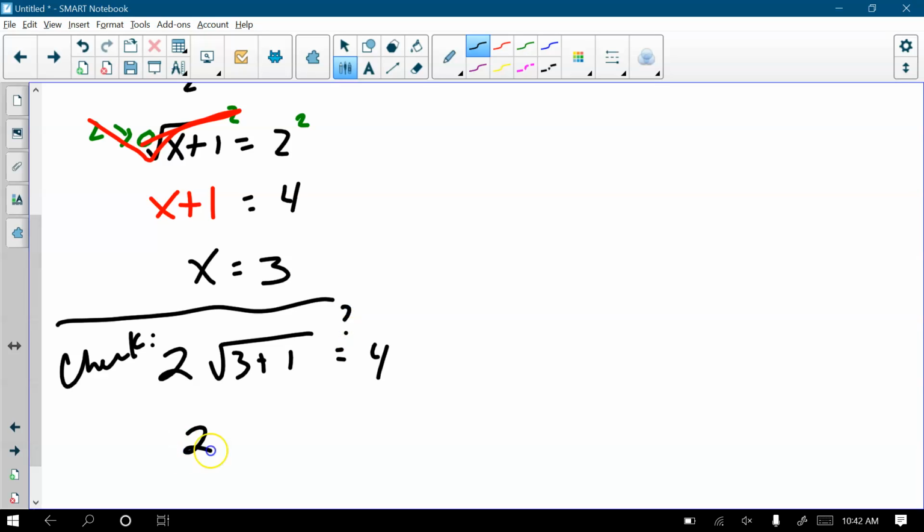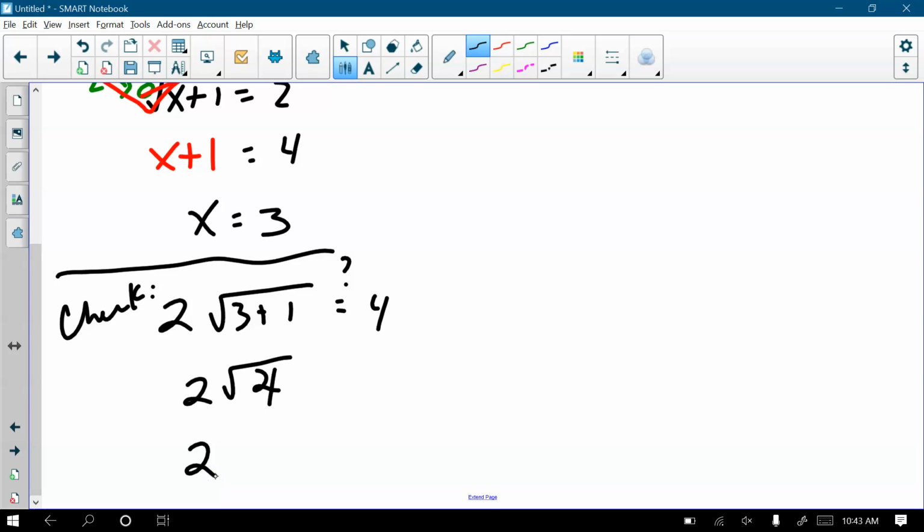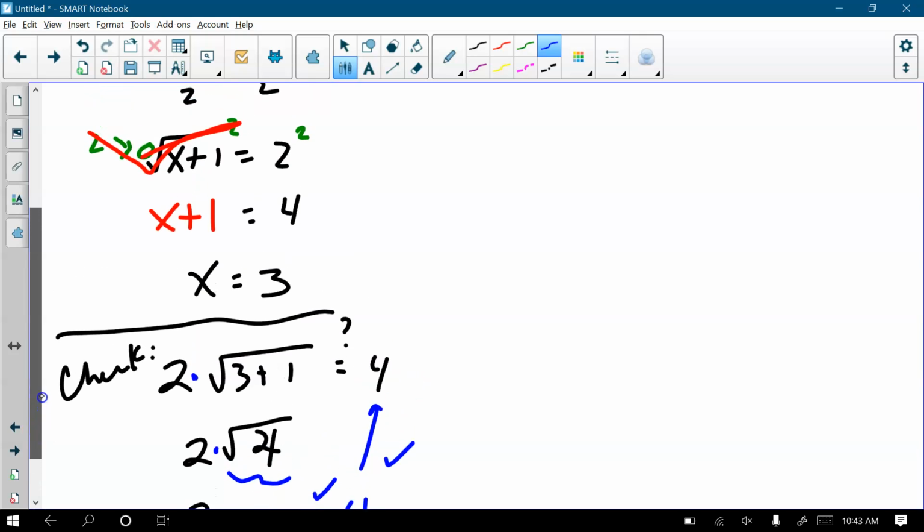3 plus 1 is 4 inside, so I have 2 times the square root of 4. And the square root of 4 is 2. Please keep in mind, if you weren't sure about this before, this is multiplication each time. So the square root of 4 is 2, and I do indeed get 4. I get that 4 out. Perfect. That's what I wanted. So my answer, to box it in, is x equals 3.